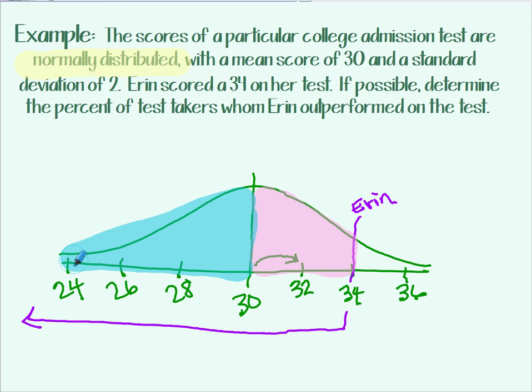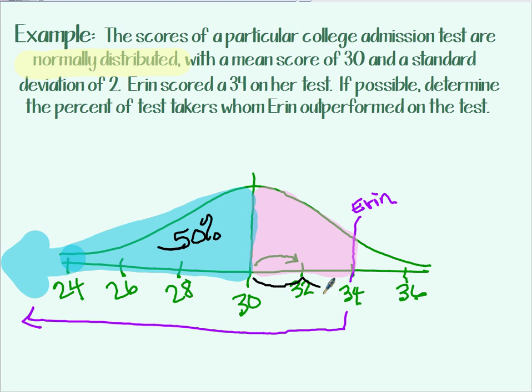Okay, now people who scored less than Erin can also be the people who scored less than 24. That's going to be important to remember. So in my data, everything to the left of the mean, everything in blue, including all of my outliers, remember that's half of my data, or 50% of my data. It's the pink portion that's a little more challenging.